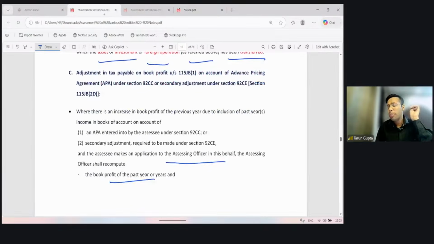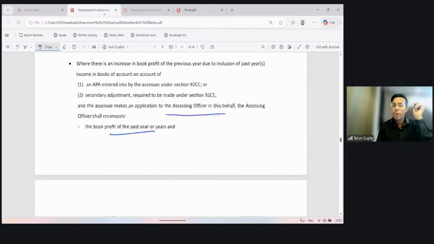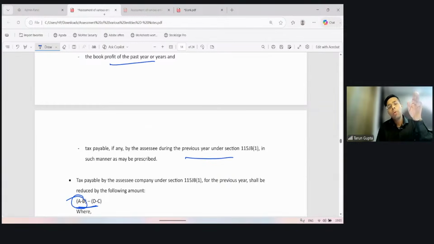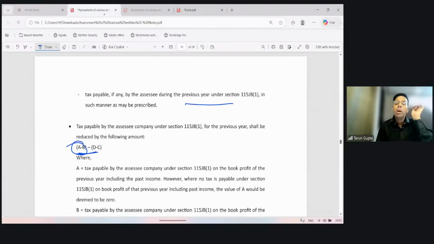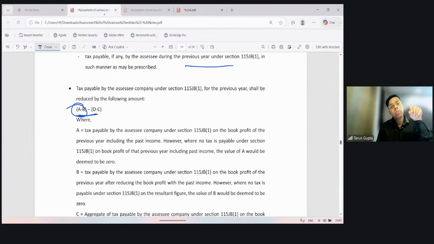Then lastly, we discuss the APA. Okay. In case of APA, there is an income in the current year which relates to a past year. So the assessee will make an application to the AO requesting to recompute the book profit of the past year and recompute tax payable for the current year. Okay. The book profit of the current year shall be reduced by the amount of excess book profit in the current year, that is, the book profit of the current year minus the excess which should have been offered in the year to which such income relates.